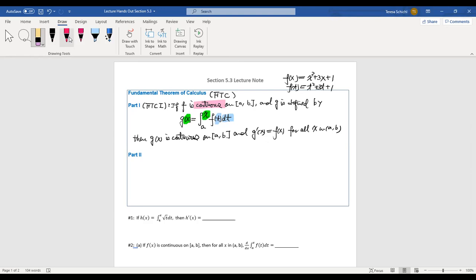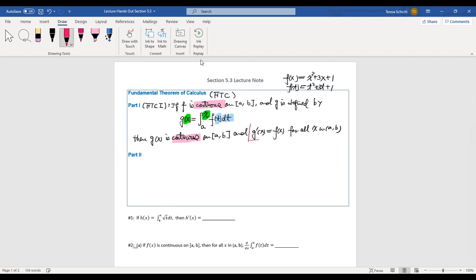Then the second thing we need to be very careful about: after you do that, g(x) will be a continuous function. And then this is the most important part.